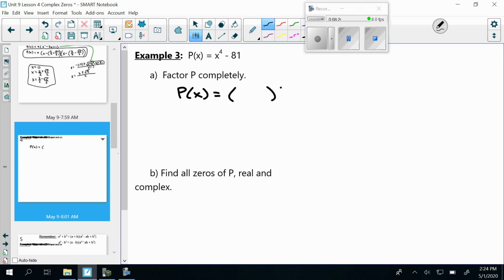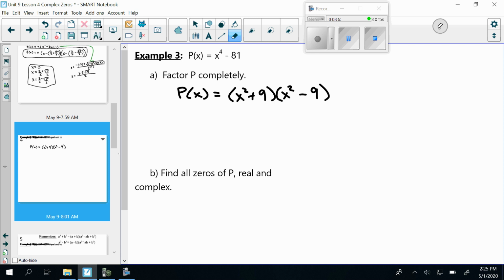What are the two things that we have being squared here? So if we took square root of this, what would we get? X squared and x squared. So those would be the two things multiplying to get the x to the 4th. What's the two things that multiply that are the same to get 81? 9 and 9, because the square root of 81 is 9. And then because this is a subtraction sign here, one of these has to be positive and one of them has to be negative. So that's completely factoring that.